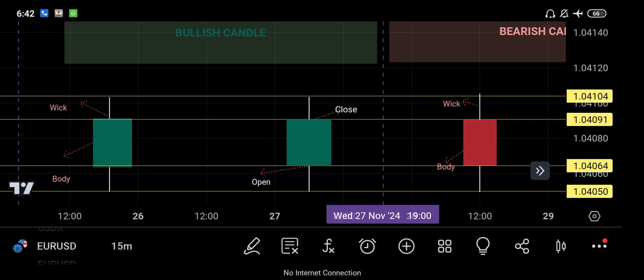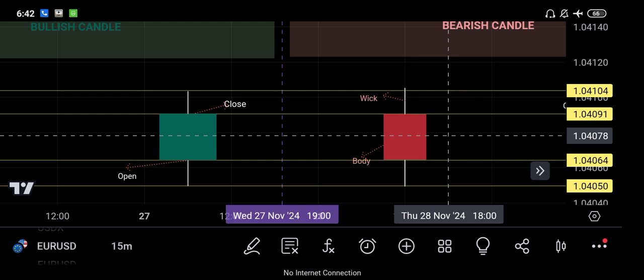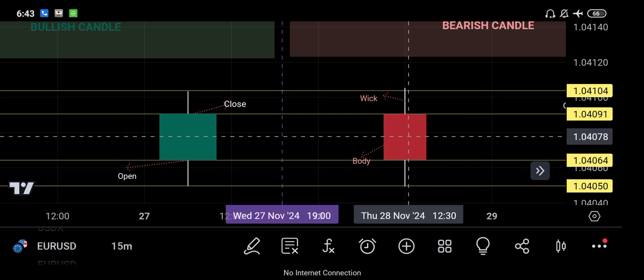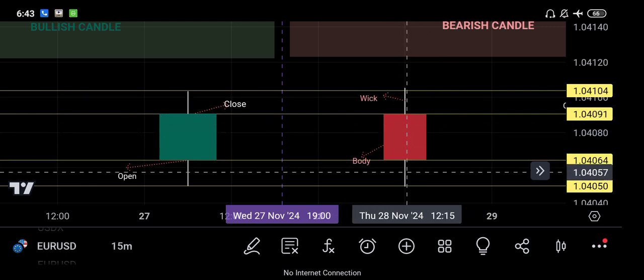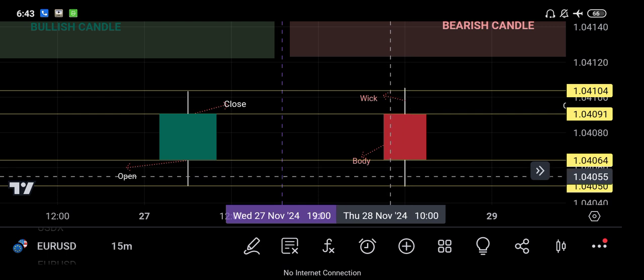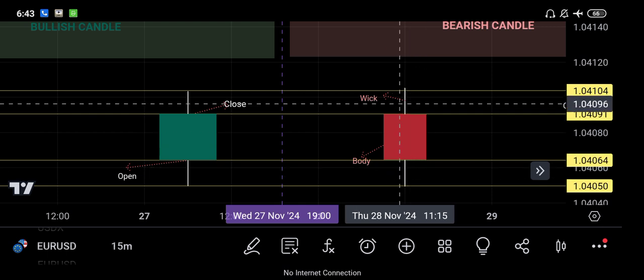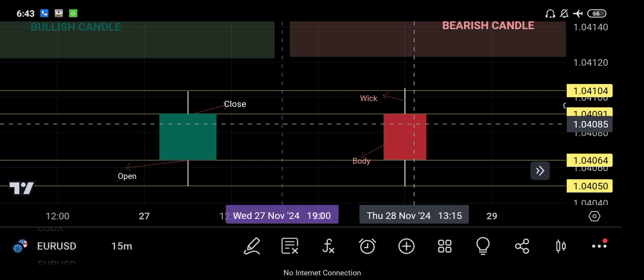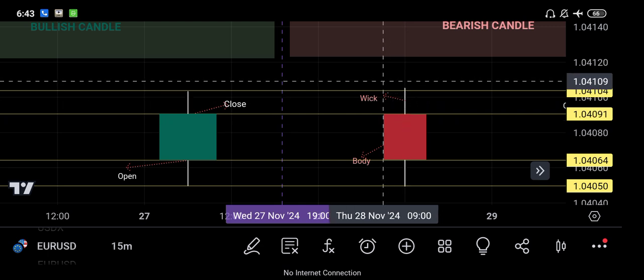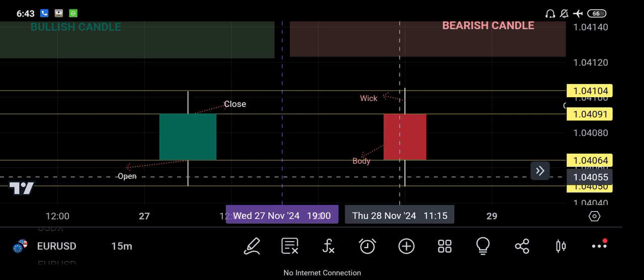The same thing goes for the body and the wick of a bearish candle. Here it shows that the market has tried to be bullish, or there have been bulls in these areas. So that is what makes this. Every candle you see has a wick and a body, no matter how small it is.